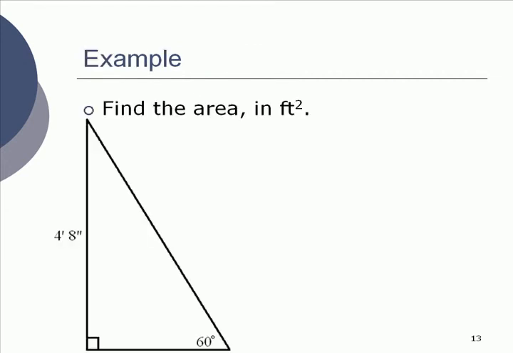But let's do one example involving a 30, 60, 90 here. Let's find the area in square feet of that triangle. It's a 30, 60, 90, and the longer leg is 4 feet 8 inches.